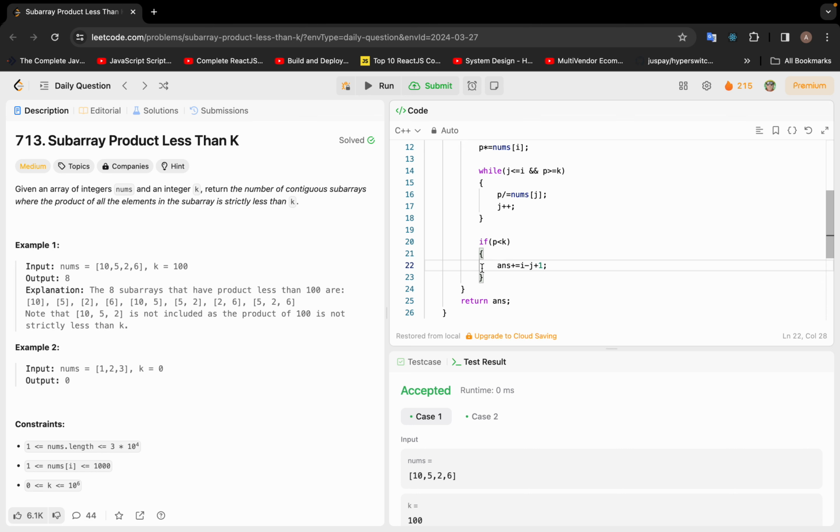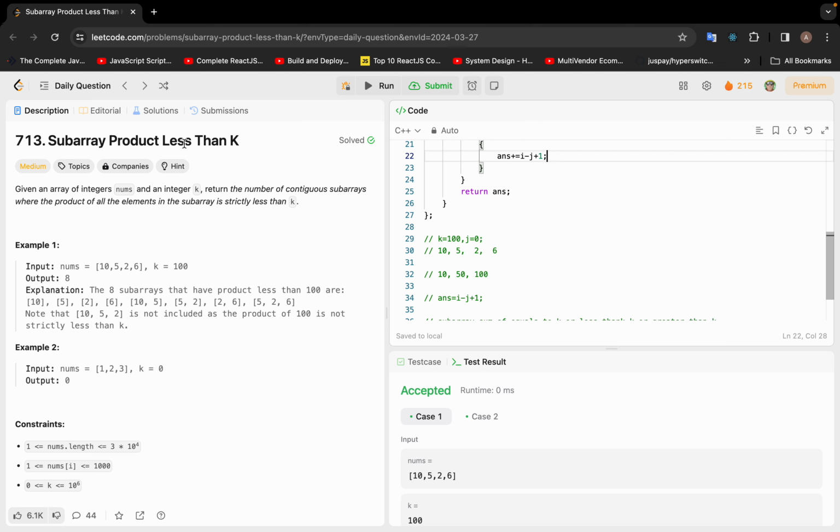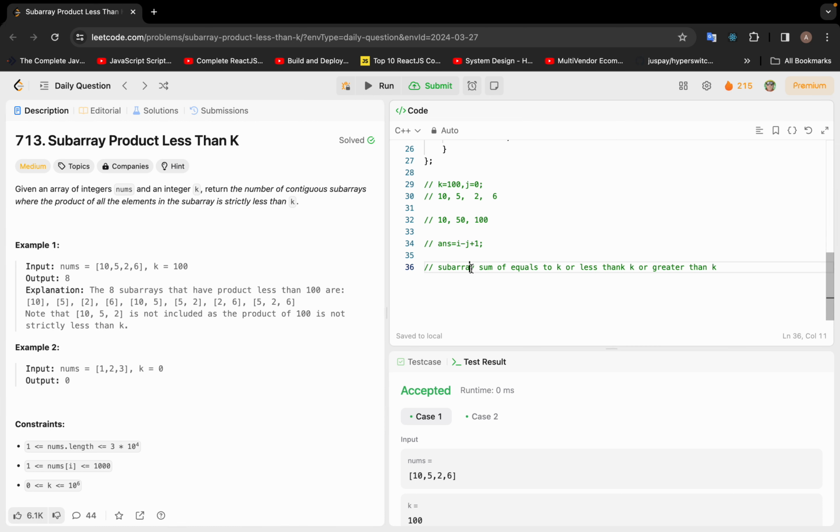And for greater than k, you just calculate less than or equal to k, and subtract it from the total number of subarrays that exist, minus that less than or equal to k. Understood? So that's the overall structure for this problem. That's the same for this, and this is the same approach.